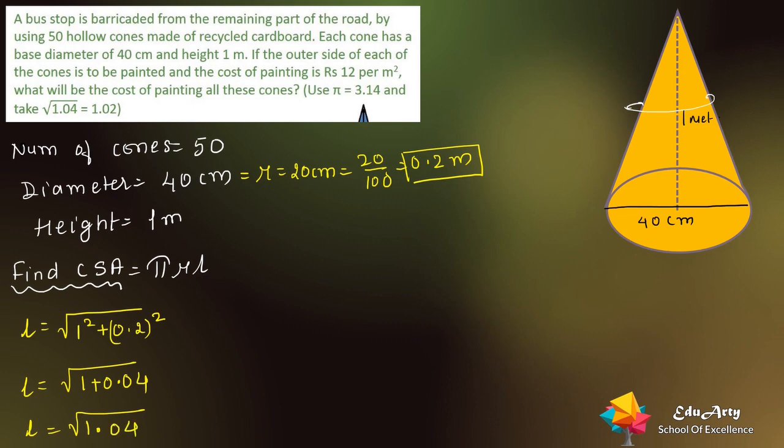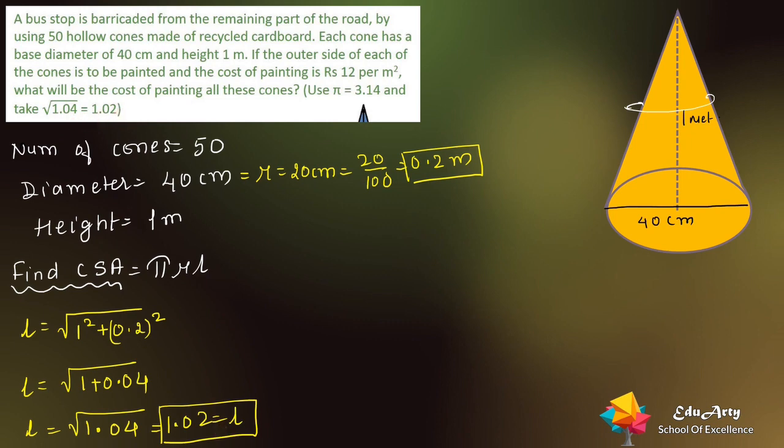Now they have already given us the value. This we have to take as 1.02. Correct. So we get our L value as 1.02. This L value is already given in the sum. Pay attention, here they have given the value. I have directly taken this value after I got this root value. Correct.